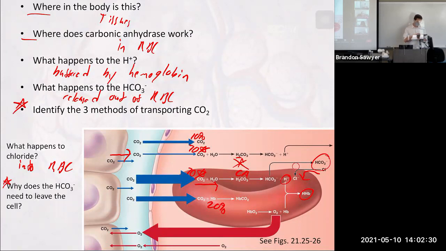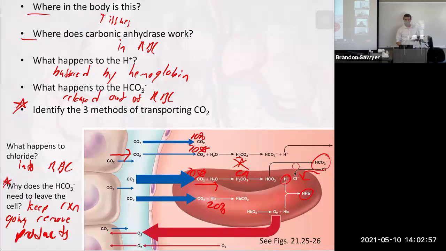So to keep the reaction going, we need to remove the product, or the products, okay? So we need to get rid of those products of that reaction in some way in order to keep this reaction moving. Okay, any questions on that first one there? Okay, all right, so that's the first one.